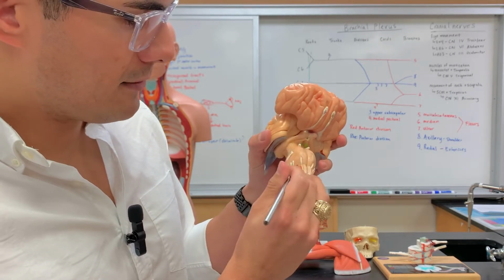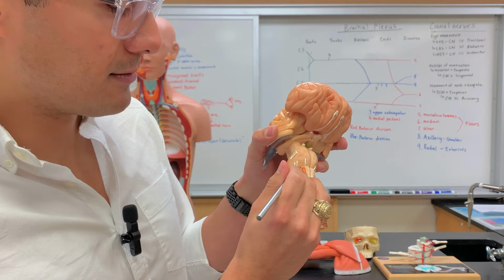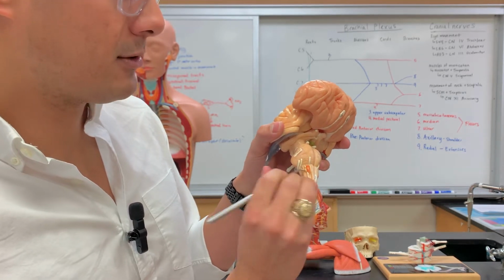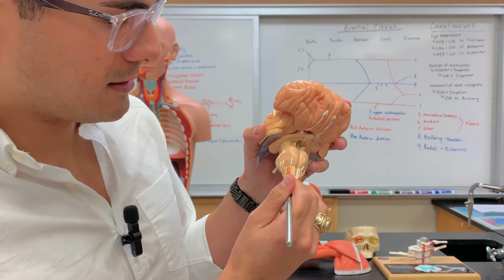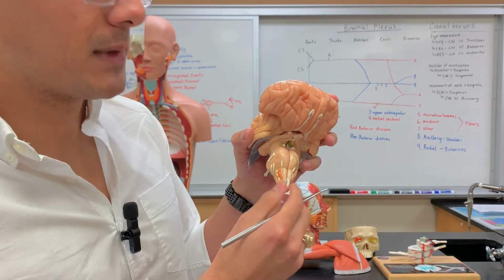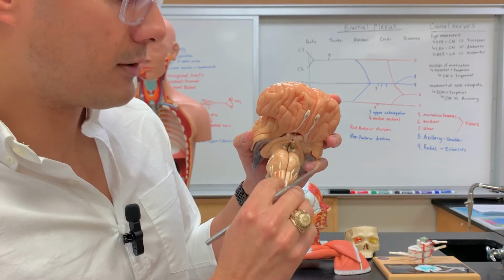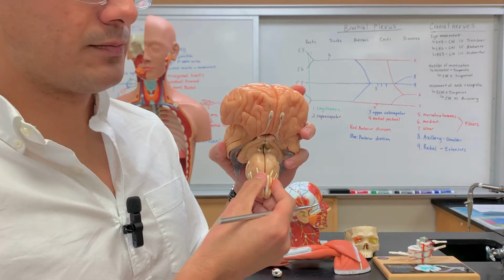And then you have 9, which is here. So 9, 10, and 11: 9 is the glossopharyngeal, 10 is the vagus, and number 11 is the accessory. And then the last one is here, cranial nerve 12, which is the hypoglossal.